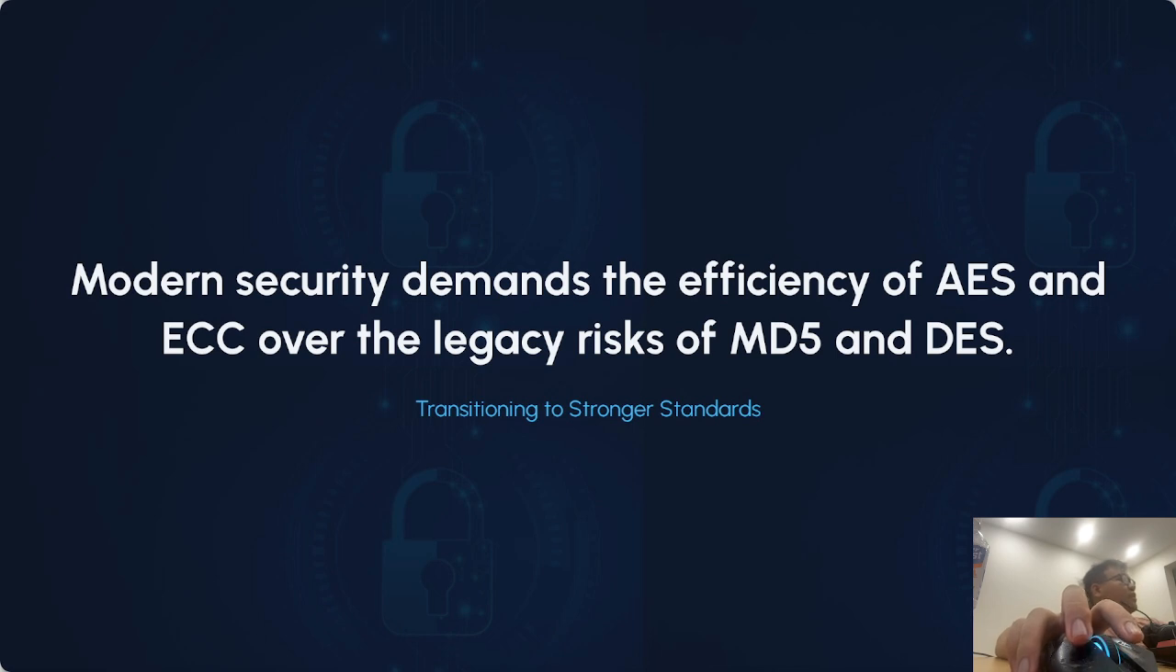In conclusion, the data supports a definitive move away from legacy algorithms. While MD5 and DES might be faster in raw calculation, their security flaws make them obsolete. Modern systems must rely on SHA-256 for integrity, AES-256 for confidentiality, and ECC for efficient key exchange and signing. These algorithms provide the necessary balance of performance and security for today's digital landscape.